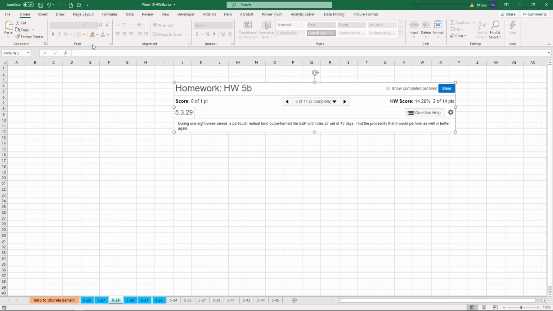To take a quick look at this, things should begin to look familiar to you. During an 8-week period, a particular mutual fund outperformed the S&P 500 27 out of 40 days. So I'm going to get into kind of a quick mode here without beleaguering points. Did the mutual fund beat the S&P 500? That's just a 0 or a 1 situation. And it said it did it 27 out of 40 times, so the probability is 27/40.